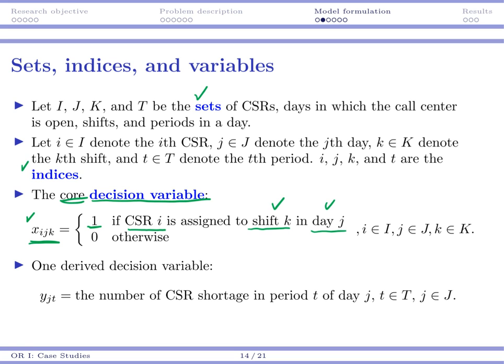Because for other variables, such as these derived variables, y_jt, for period t in day j, it is the number of CSR shortage. This is a number that later we will use some formulation to calculate based on x_ijk. Okay? There are actually some other derived decision variables you will see later. But the most important thing is always to focus on core decision variables.